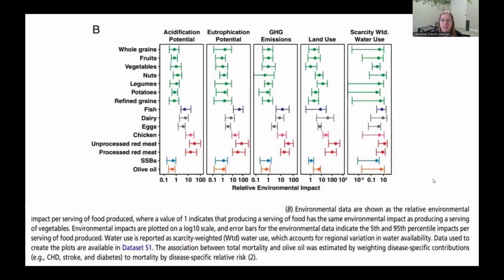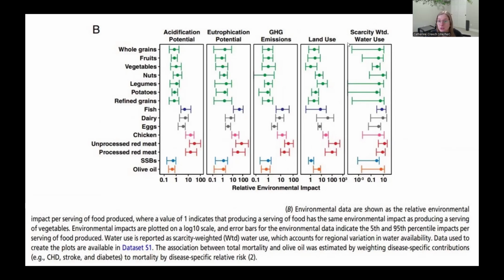And here we have the environmental impacts. We have acidification potential. We know about ocean acidification. We have eutrophication potential. Remember, that was runoff of fertilizers that caused those dead zones in the water because they allowed that algae boom and then the algae die off. We have greenhouse gas emissions. That was the first question I asked you.